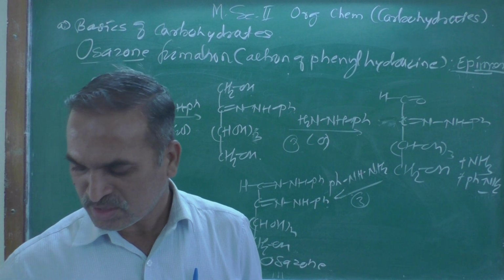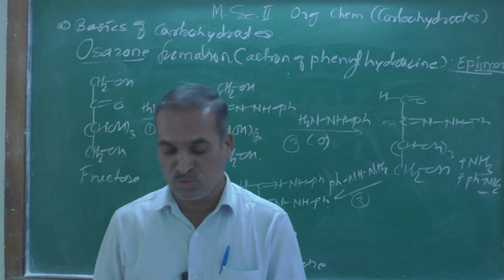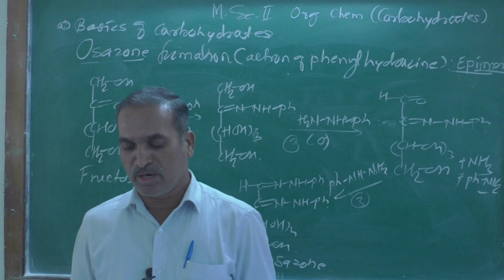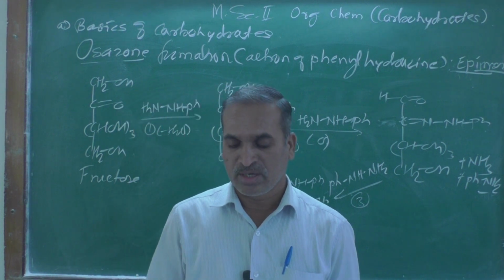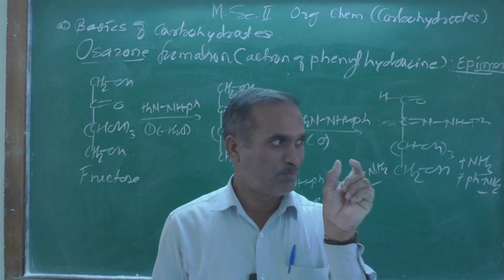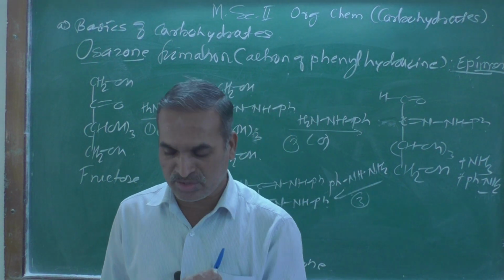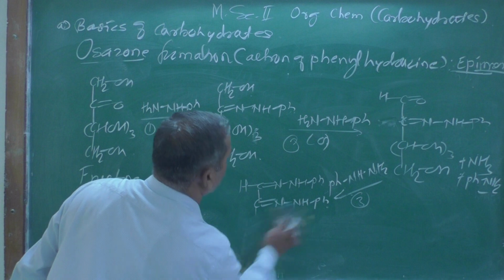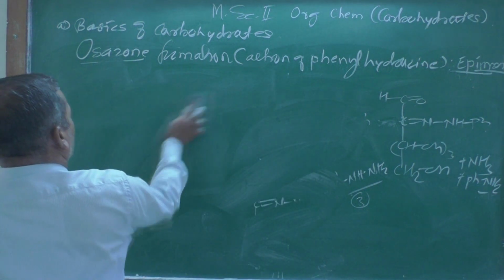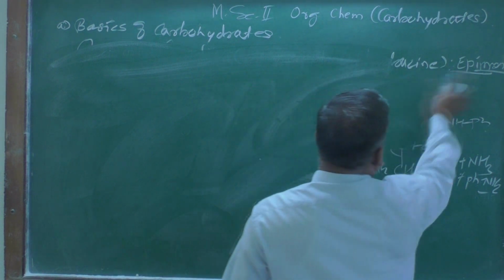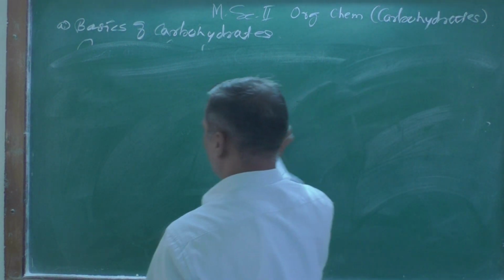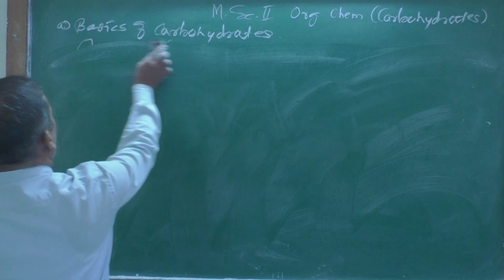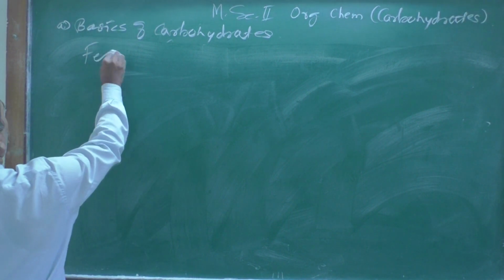And then the next one is fermentation. Everybody knows fermentation is one of the processes: glucose on fermentation in the presence of the enzyme from yeast, the specific name of which is zymase, gives ethyl alcohol with evolution of carbon dioxide. So that reaction is called fermentation. Now let us see the fermentation. It is one of the best methods for the synthesis of ethyl alcohol.